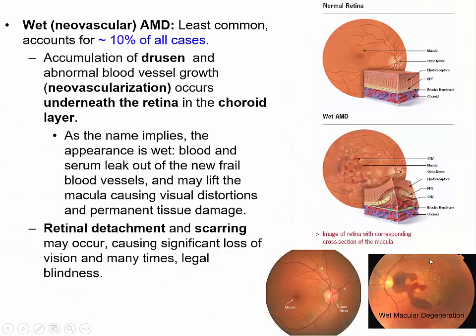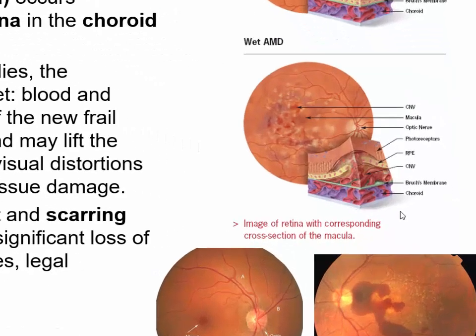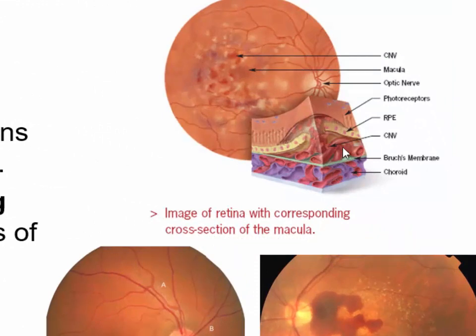Now, wet or neovascular AMD is the least common. It affects about 10% of all cases. And here you have the accumulation of drusen, as I described before. You also, in addition to this, have abnormal blood vessel growth, which occurs underneath the retina in the choroid layer. So here is your choroid layer, here's your retina with the photoreceptors, and you just get lots and lots of blood vessels growing in this area.